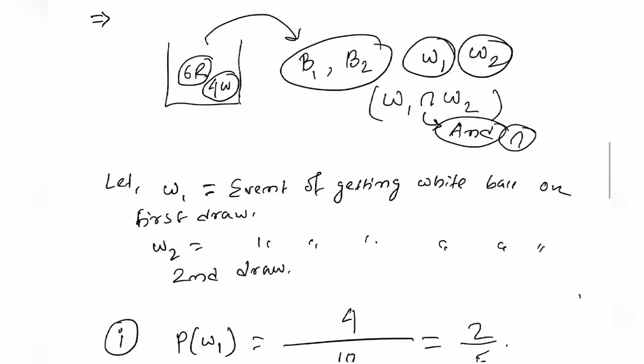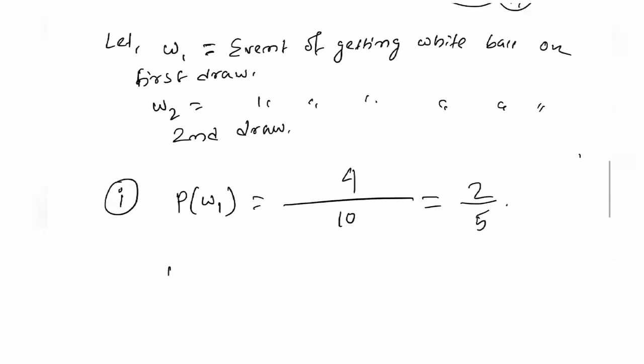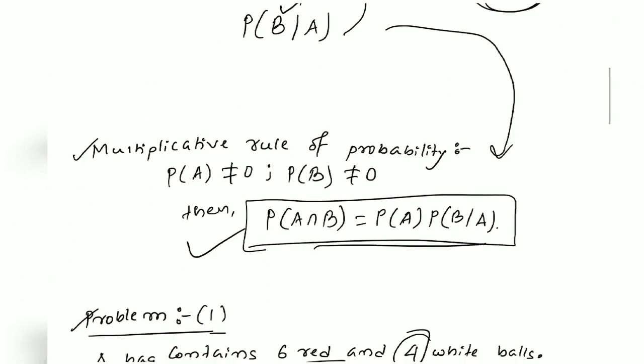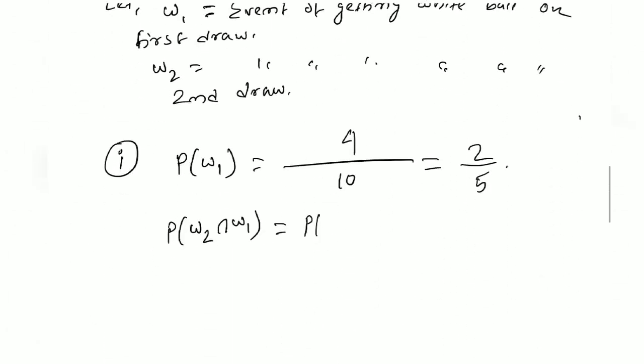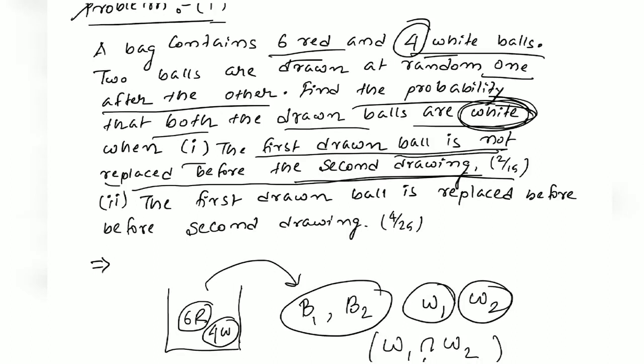Now see the probability of the second ball being white and the first ball being white. When we write it using this multiplicative rule, we will have to write P of W1 into P of W2 given W1. So what is P of W1? P of W1 is nothing but 2 by 5. Now in this number one condition we have been given that the first drawn ball is not replaced.